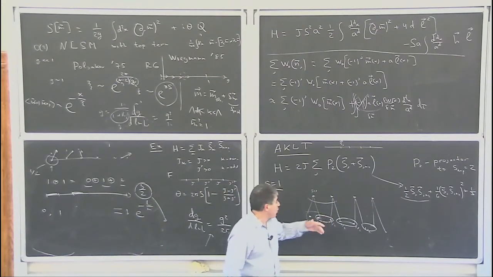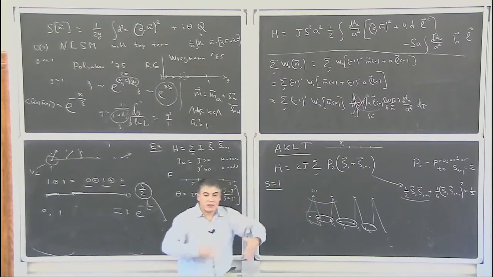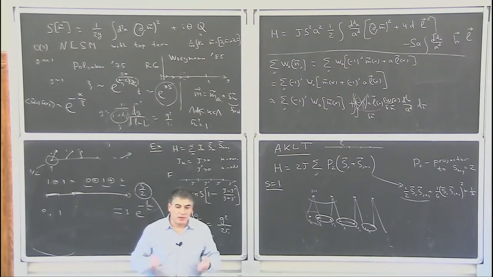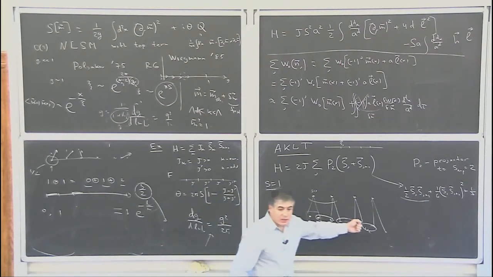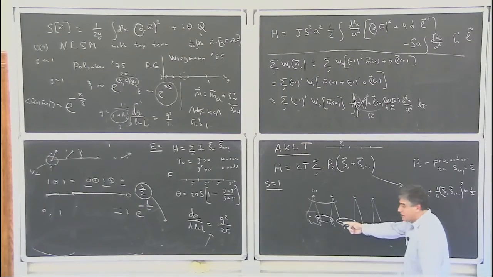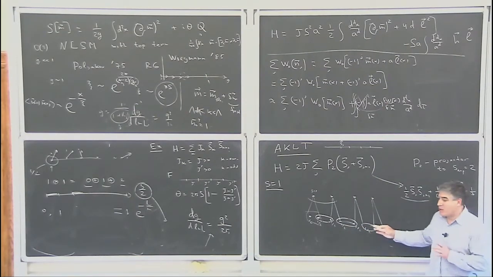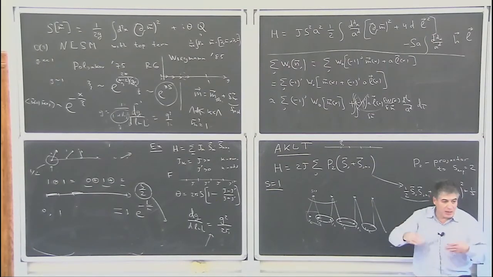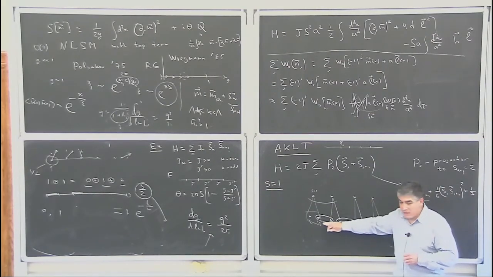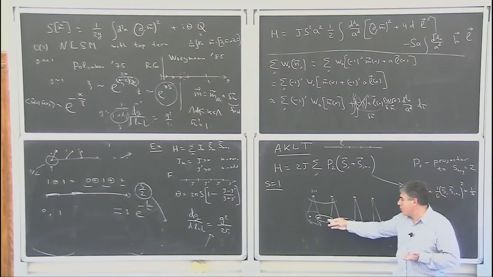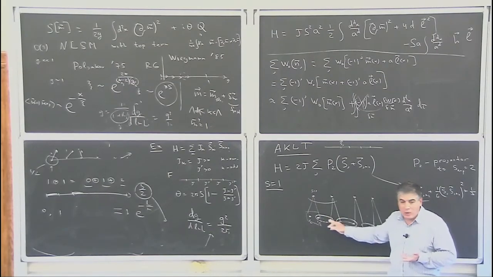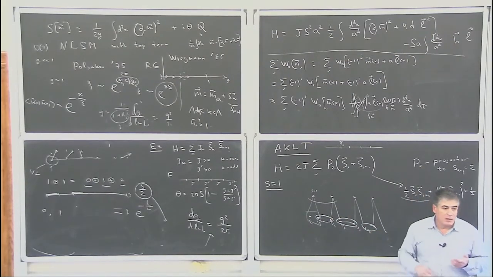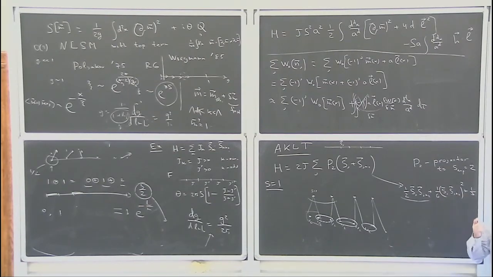And this AKLT state has an exact ground state, and you can calculate correlation functions of spins. This state is almost obviously gapped, although AKLT proves this mathematically rigorously, that there is a gap. But you can see that to do anything, you have to break one of those singlets, and that will cost you some energy of the order of J.